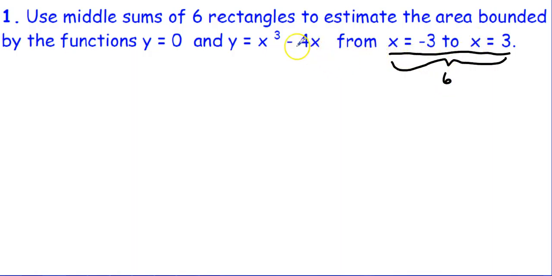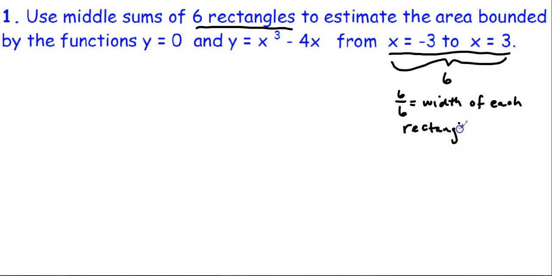And if you look up here, we're going to use 6 rectangles. So that's going to help you identify the width of one rectangle. Total width is 6. This is generally how you do it. You're going to use 6 rectangles. So that means the width of each rectangle is 1.